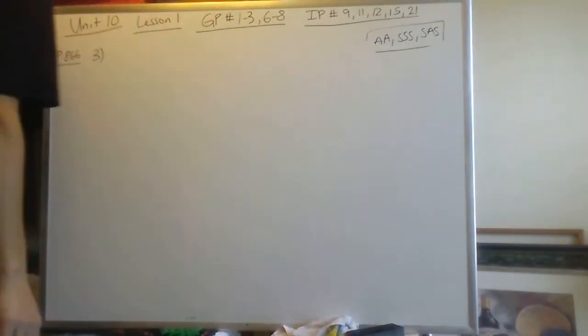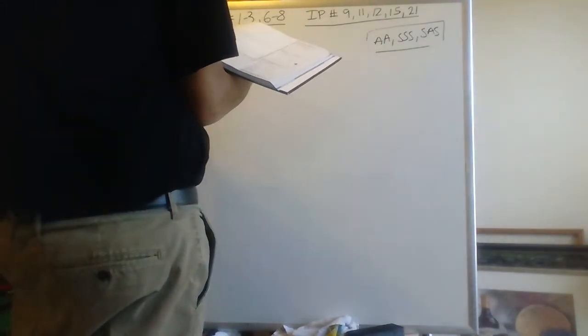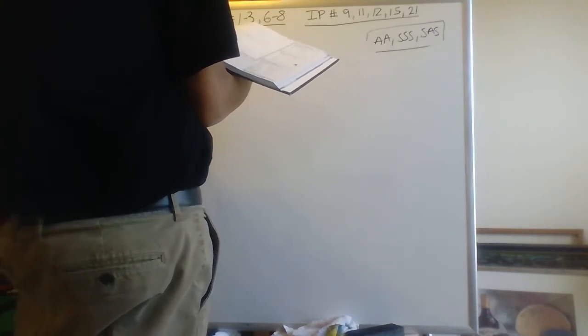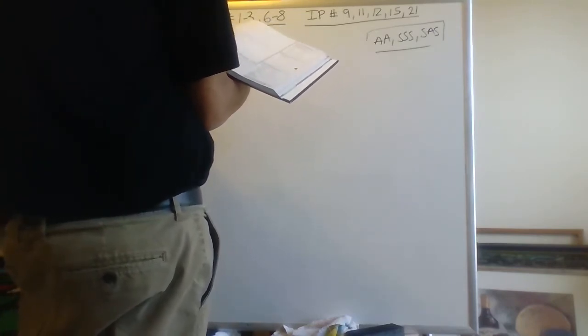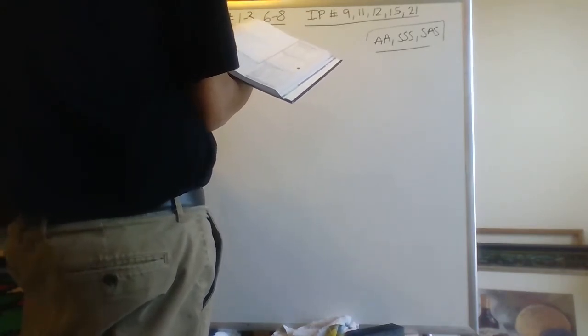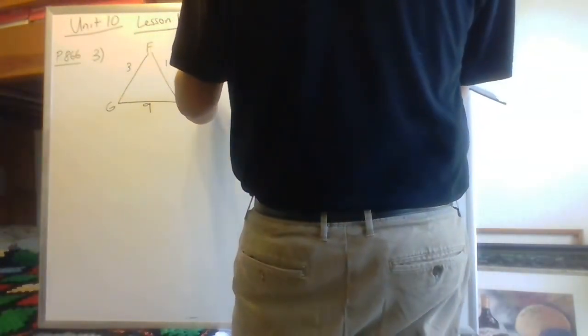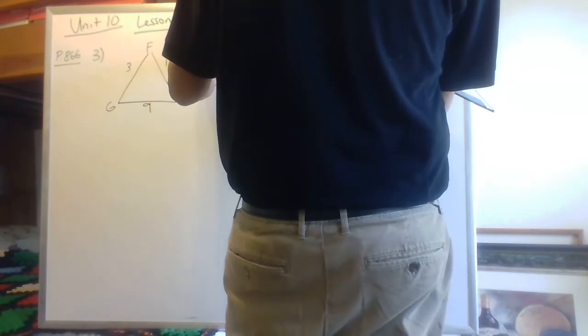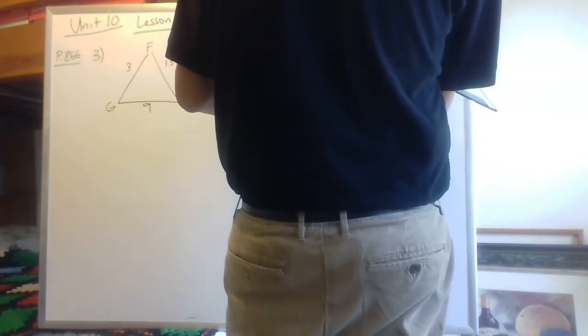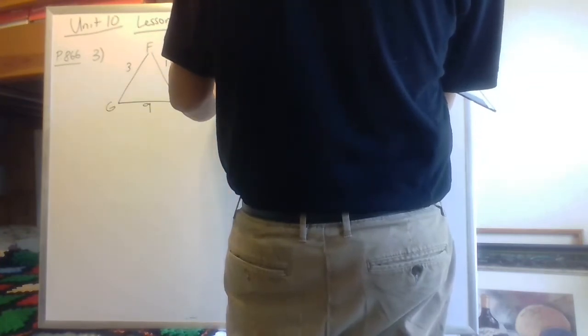So problem 3 states we want to, again, determine whether these triangles are similar. If so, write a similarity statement. So we have a triangle FGH, and it's 3, 13, and 9. And then we have this other triangle, KLJ, and it's 5, 22, and 15.